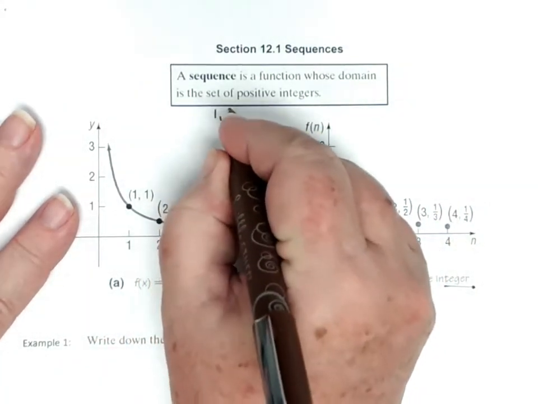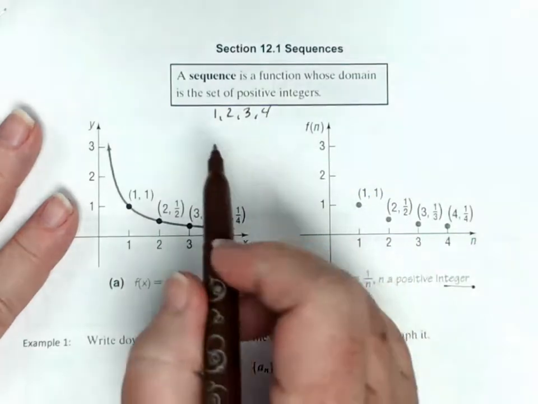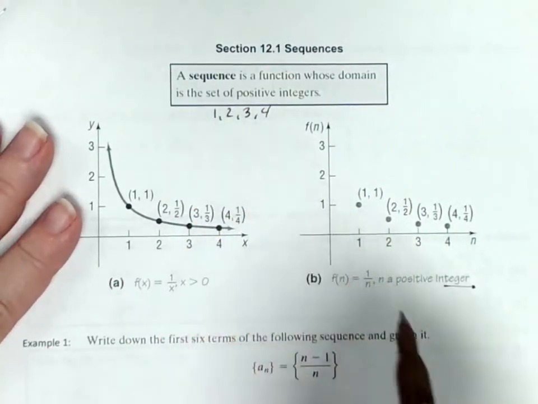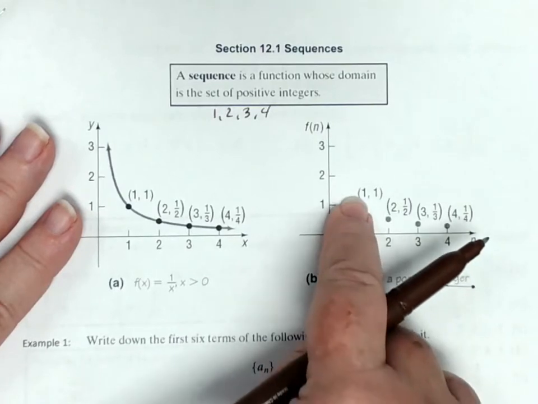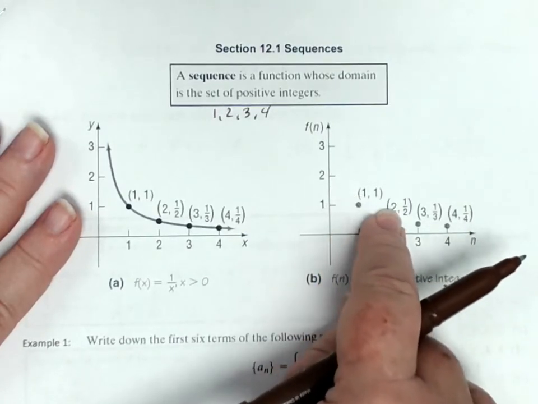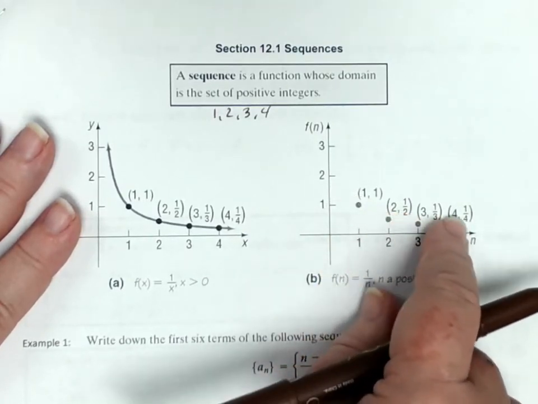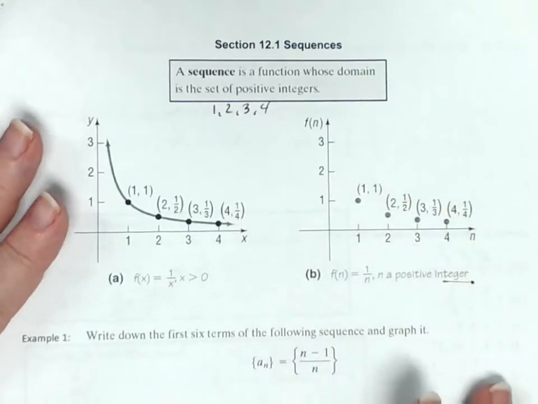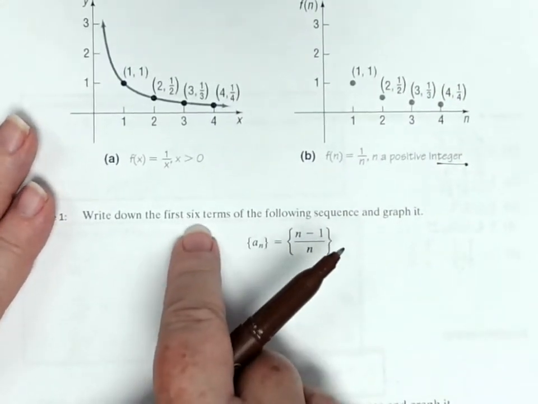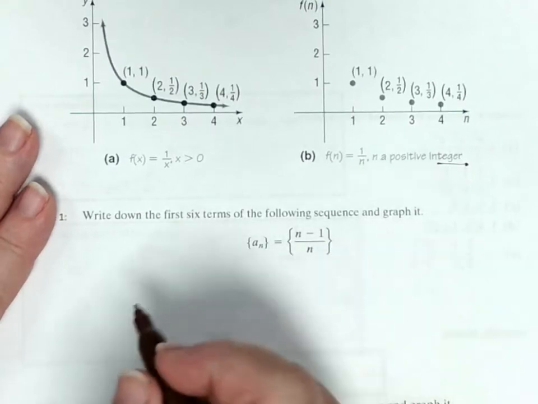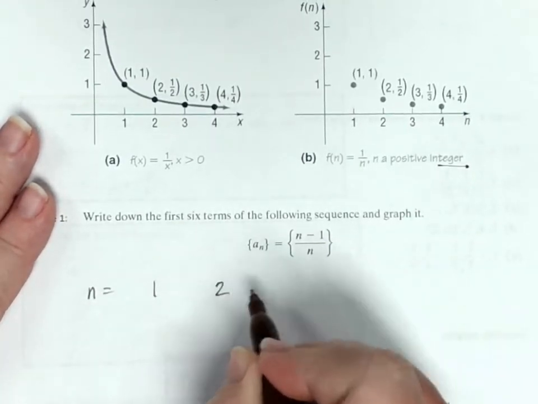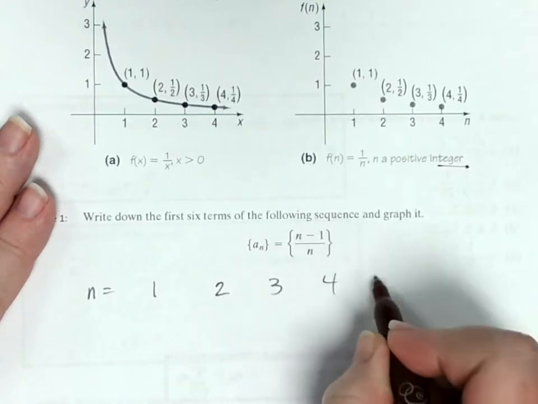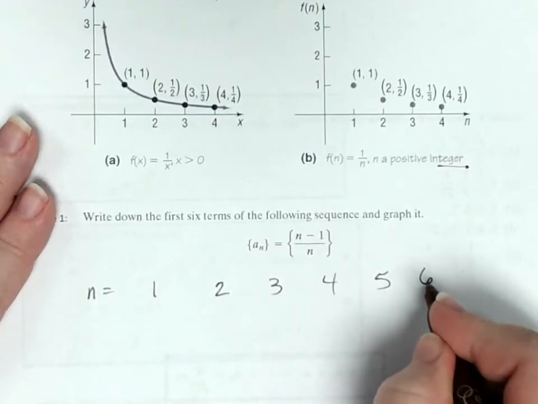That means 1, 2, 3, 4. And what those integers tell us is where the number is in the list. So this is the first number. That's why it's a 1. Second location, that's a 2. Third location, fourth location. So when they ask us to write the first 6 terms, they're literally asking us to write when n equals 1, 2, 3, 4, 5, or 6.